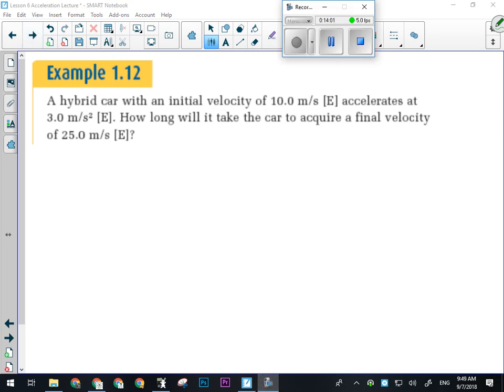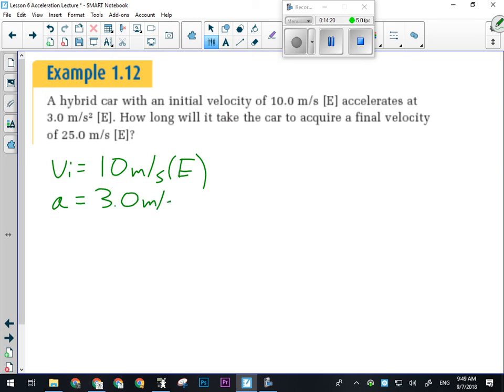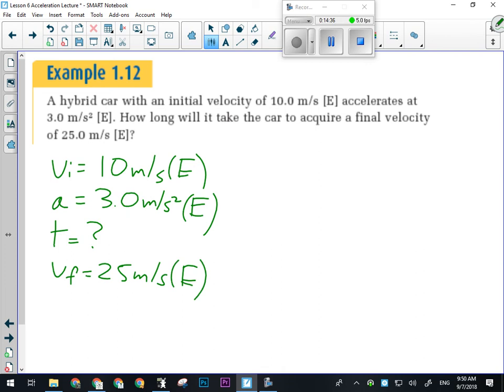Okay, so as with any problem in physics, the first thing we do is write down what our givens are. So it says this hybrid car has an initial velocity of 10 meters per second east, and it accelerates at 3.0 meters per second squared east. So that's my acceleration. How long will it take the car? So how long is time? That's what I'll be looking for. To reach a final velocity of 25 meters per second east. Everything's east, so I don't have to worry about any positives or negatives here, so that's nice.